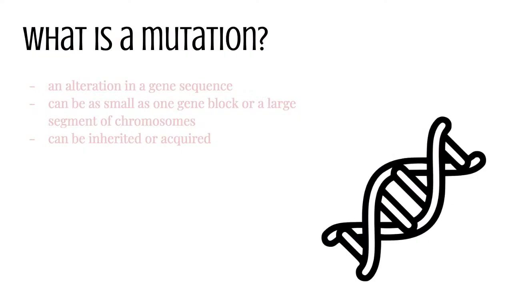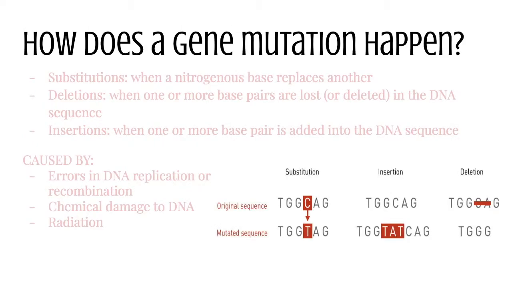A gene mutation is an alteration in a gene sequence. These can be as small as one gene block or a large segment of chromosomes. They're either inherited or they can be acquired throughout your lifespan. A mutation can occur 3 different ways: by substitution, deletions, or insertions.